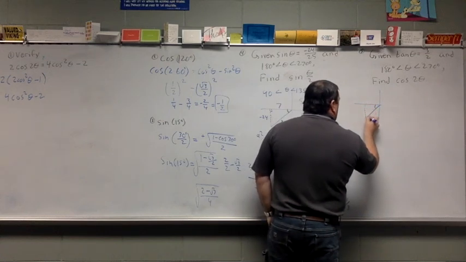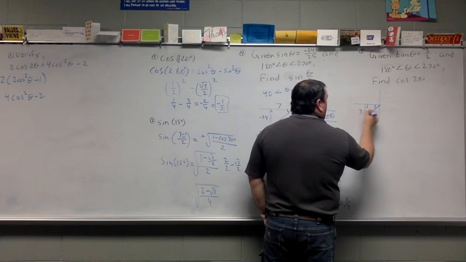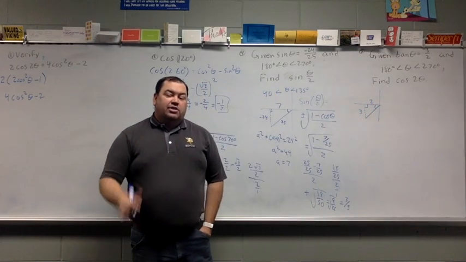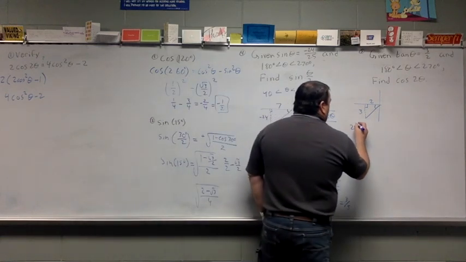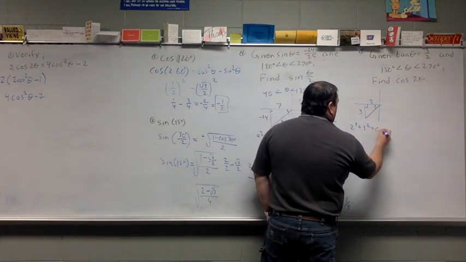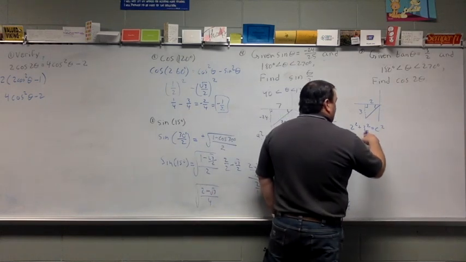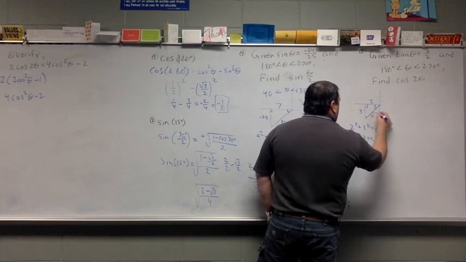So if I draw in this right triangle, tangent is opposite over adjacent. So I'm missing my hypotenuse. And I need that because cosine uses hypotenuse. So a squared plus b squared equals c squared in this case. So 4 plus 9, c squared is 13. So c is the square root of 13.